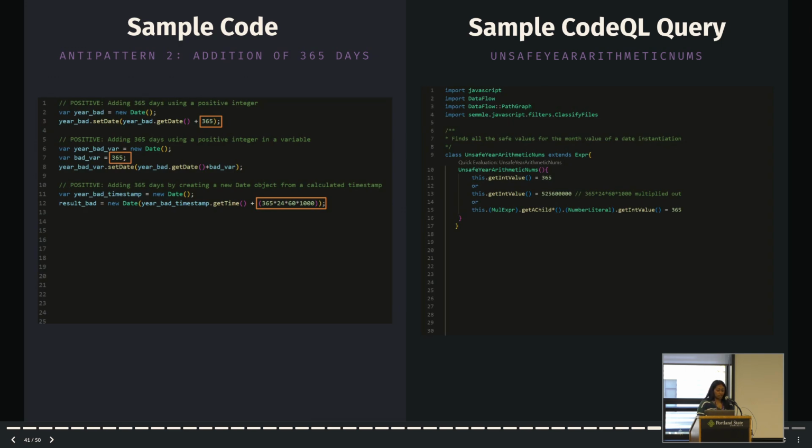So now looking at the code, we can begin to build the parts necessary to find the sources. To start, each of these classes has the statement extends something. So in this case, it says class UnsafeYearArithmeticNums extends Expr. CodeQL has built-in classes with methods that can be used. We usually end up extending the class that's most similar to the object we're trying to find. Resources that explain this more in depth are attached to the end of the presentation. First, we want to find all the places that there is a number 365. This is the first step in building the source, as there has to be addition involving the value 365.